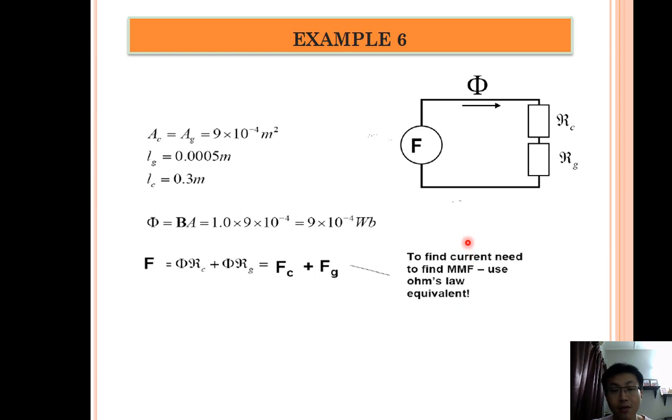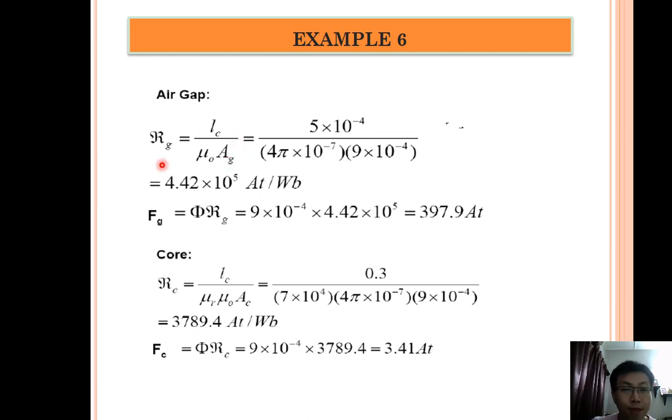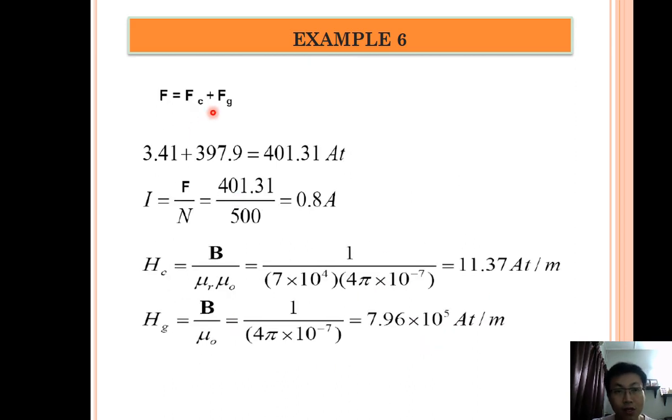To find the current, we need to find the MMF. Use the Ohm's law equivalent. For the air gap, RG equals LG divided by mu naught AG. Insert all the numbers, then we find Fg. In the coil, RC equals LC divided by mu R mu naught AC, same as well. So our Fc is like this. Fc plus Fg become the total. Then I can find my current. My total F is 401.31 divided by the number of turns, 500, so it becomes 0.8 ampere.